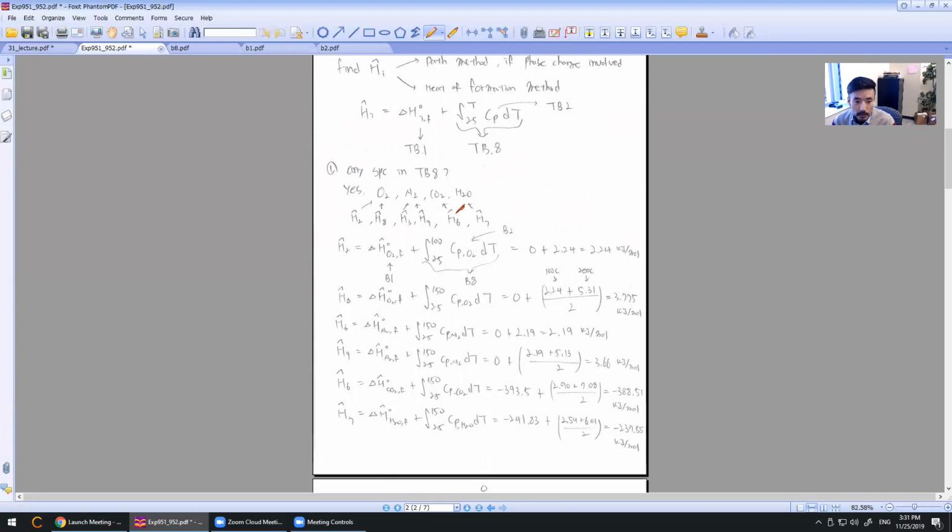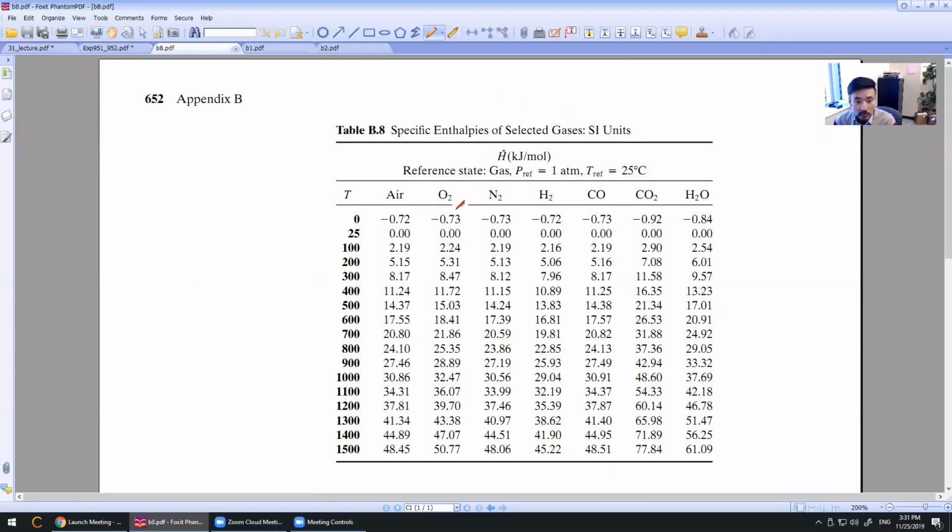So here, let's start by checking which species can be found in Table B.8. So let's take a look at Table B.8. As you see, this is Table B.8. The title is specific enthalpy of selected gases. So there are very few gases.